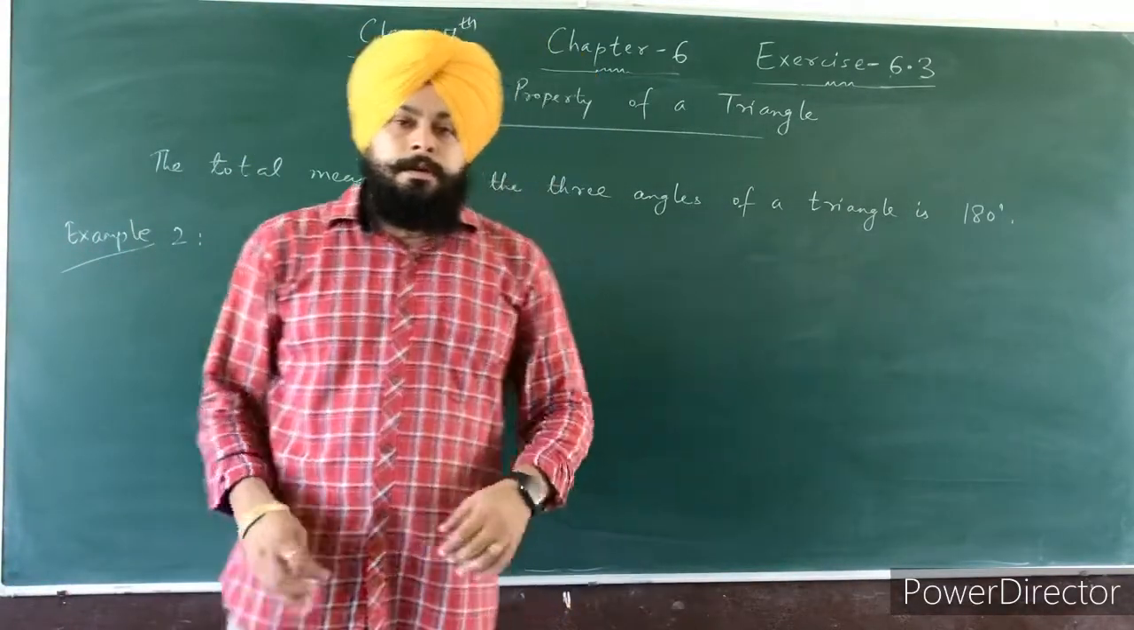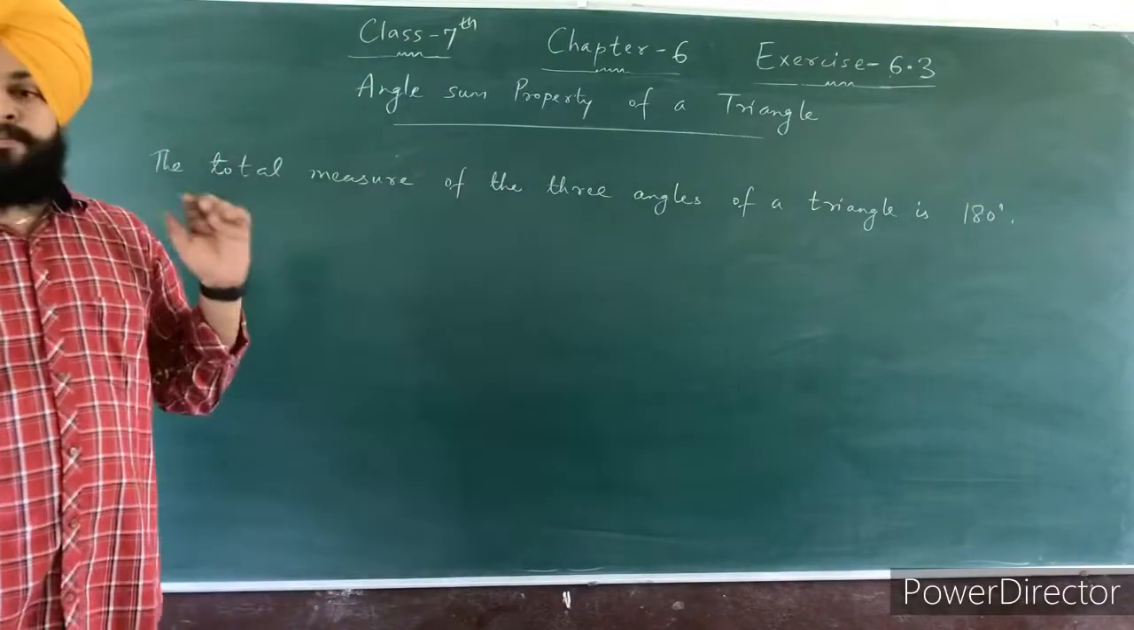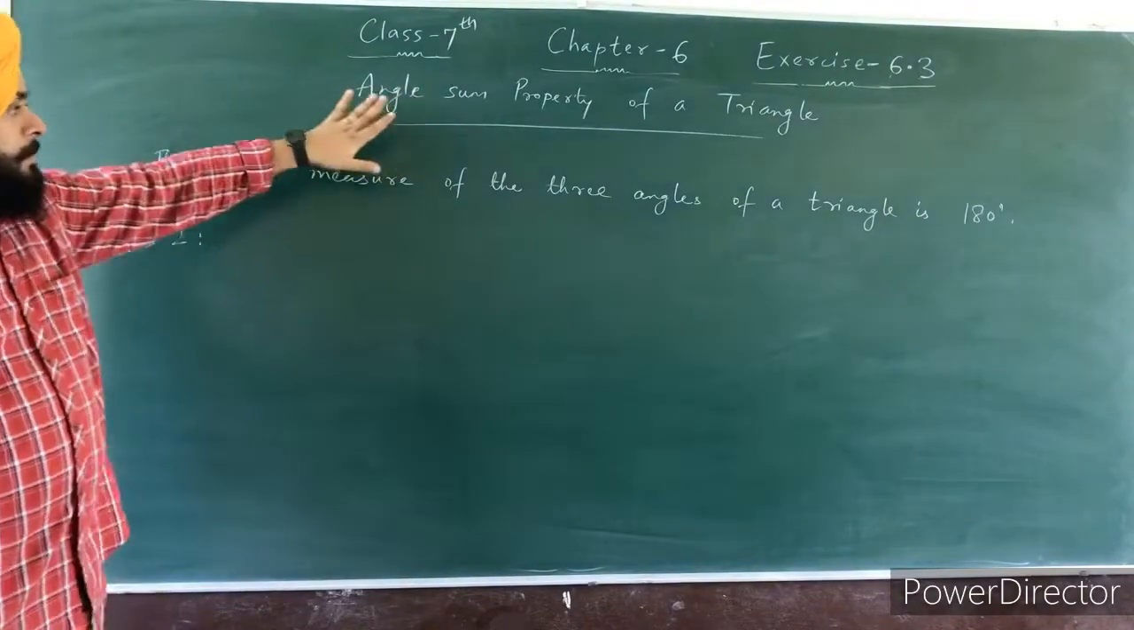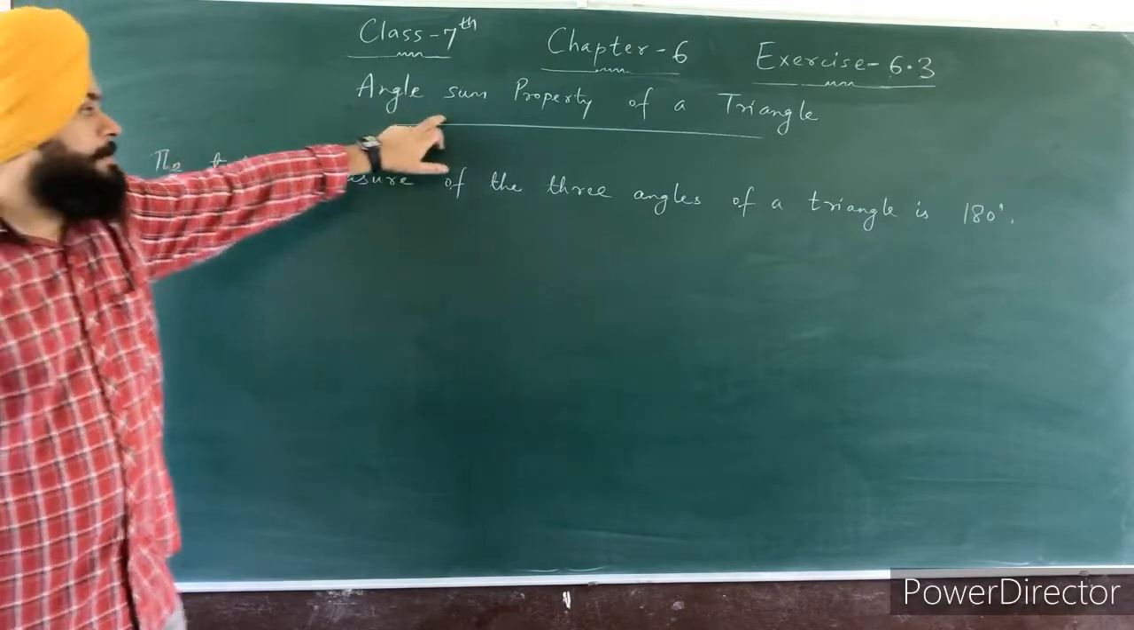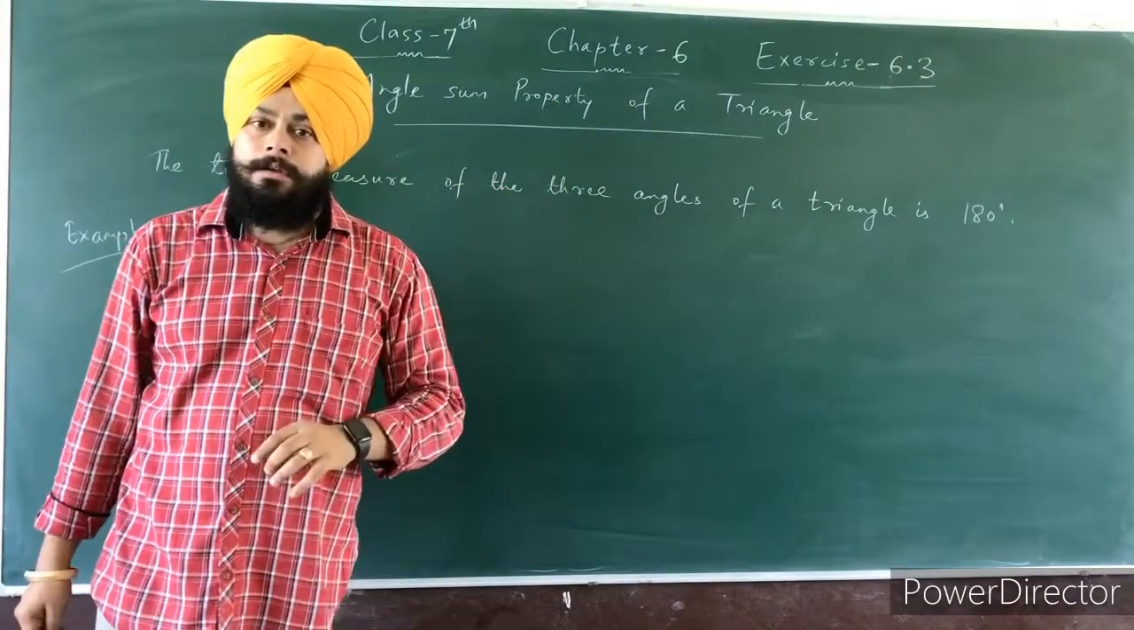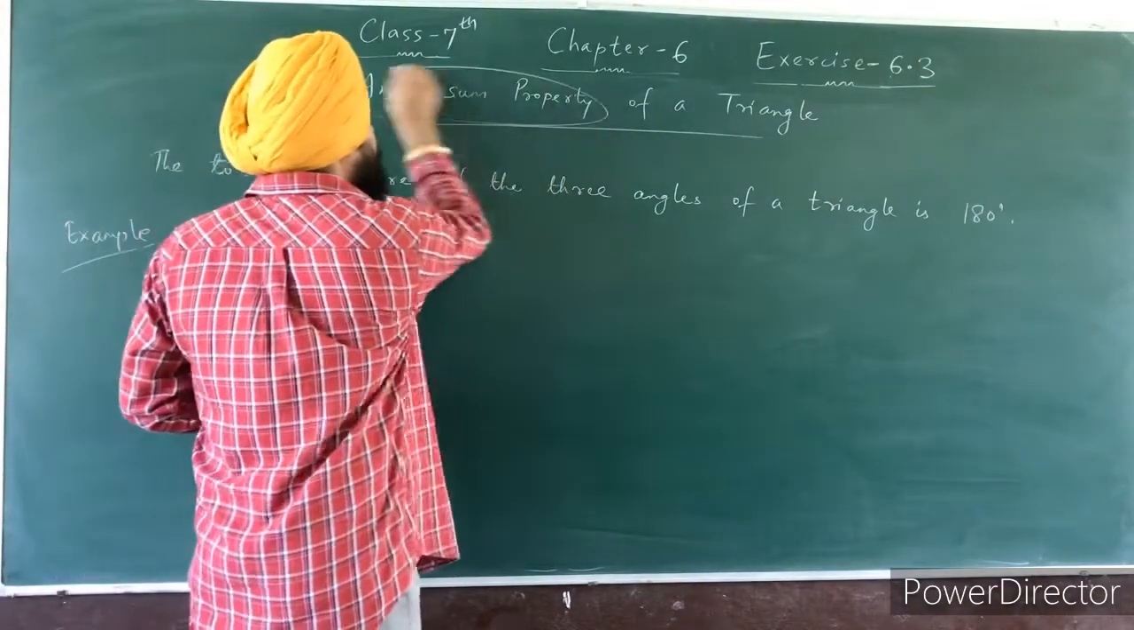Good morning students. Today we will do our next exercise 6.3. In this exercise there is one property used, which is the angle sum property of a triangle. You can see here, angle sum property.